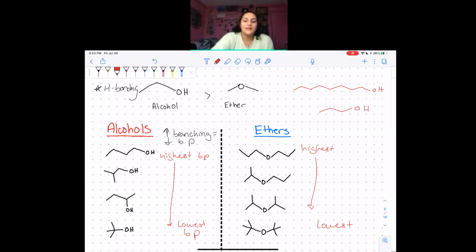If we have something like this, and this one has branching, and we know branching equals lower boiling point, but again, if we have a ton more carbons, we can assume that all of these carbons are going to make a huge difference. On the exam, he's not going to do something like this to you. He will definitely compare this with this and compare these guys. But just know that if you have an insanely long chain with one branch, that's not necessarily going to make your boiling point lower.